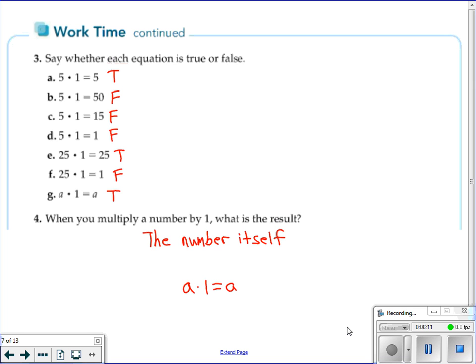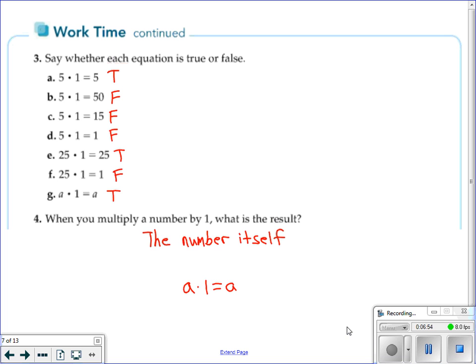And then going down to number 4, it says when you multiply a number by 1, what is the result? Well, just like adding 0 gives us the number itself back, so does multiplying by 1. When we multiply by 1, we just get the number itself back. So a way to represent this for any number is to say a times 1 is going to equal a. Just like in the examples of number 3, 5 times 1 equals 5. If I multiply 5 by 1, it's just going to stay 5. If I multiply 25 by 1, it's just going to stay 25.